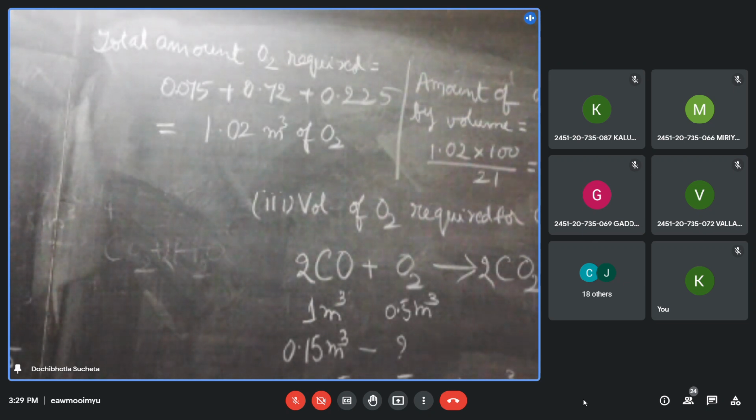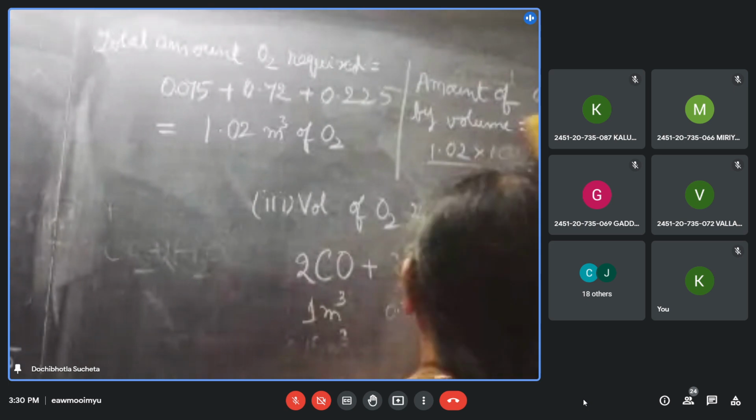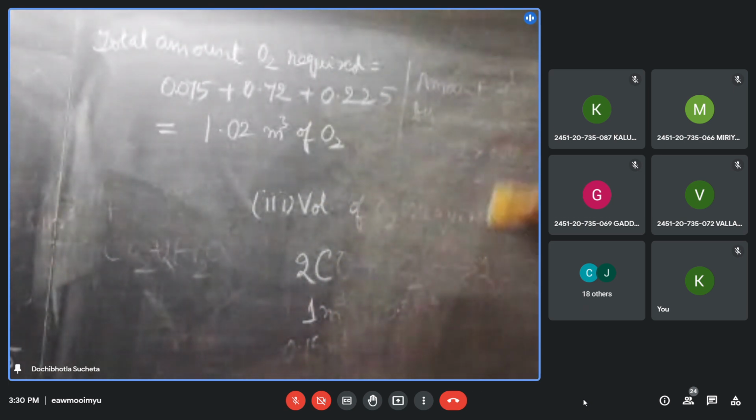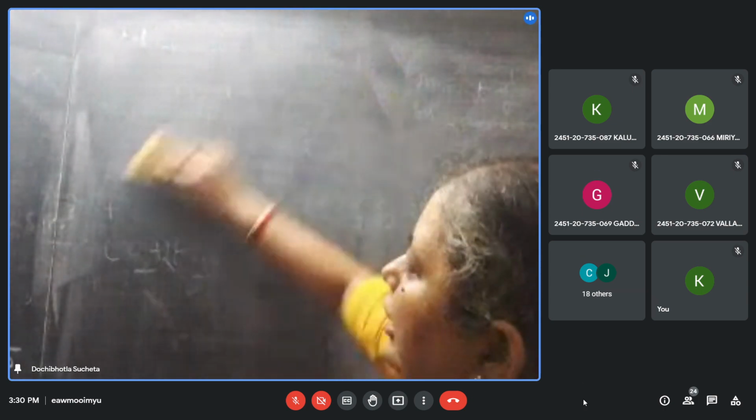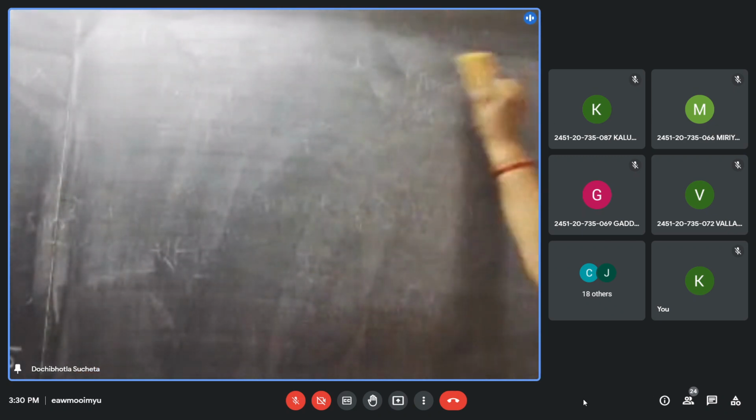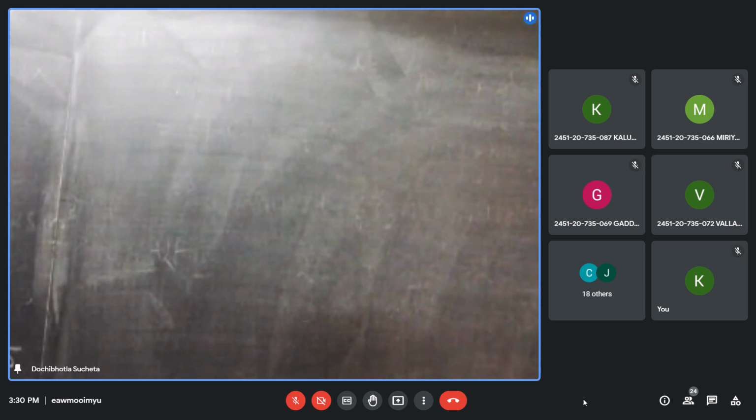A gaseous fuel has the following composition by volume. See, this is the fourth type of numerical I am giving you. One only by weight, one only by volume, one calculating weight and volume giving percentages. Now this is by volume taking excess of air.